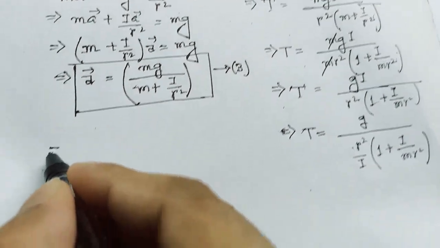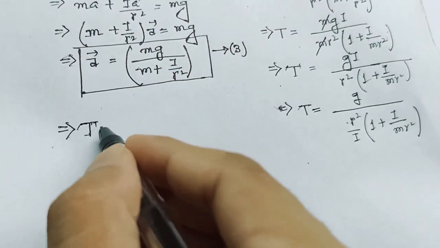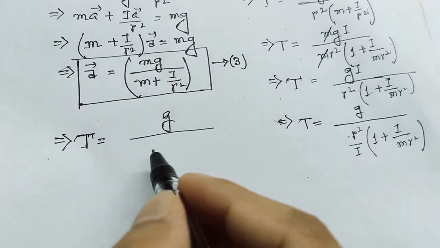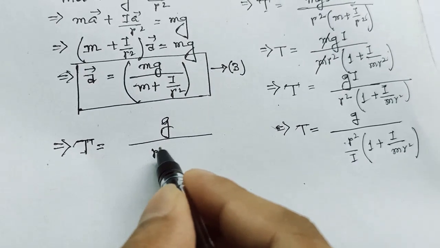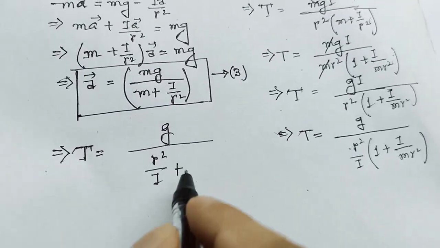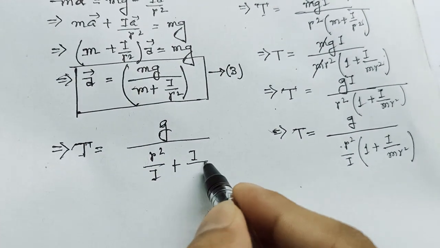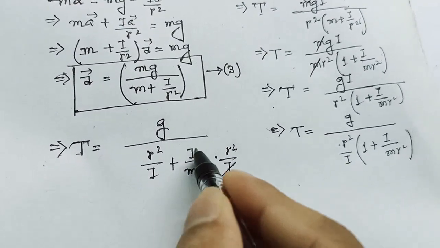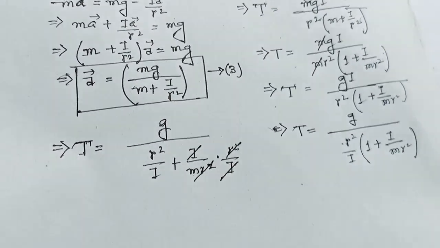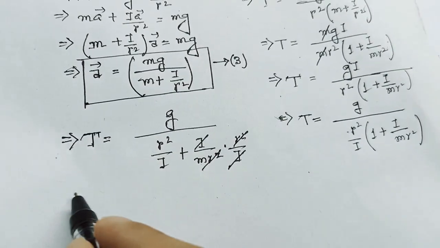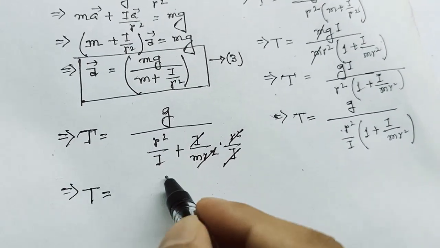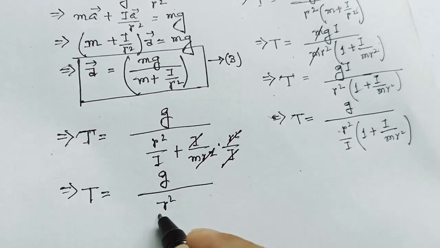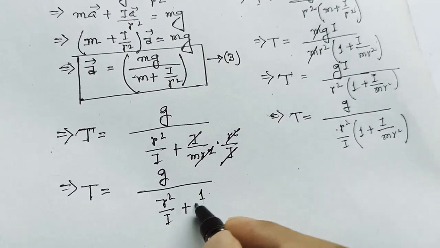So ultimately our tension force becomes T equal to g divided by r square divided by I plus I divided by m r square multiplied by r square divided by I. If we cancel this I and r square from this term, we'll get our tension force T equal to g divided by r square divided by I plus 1 upon m.